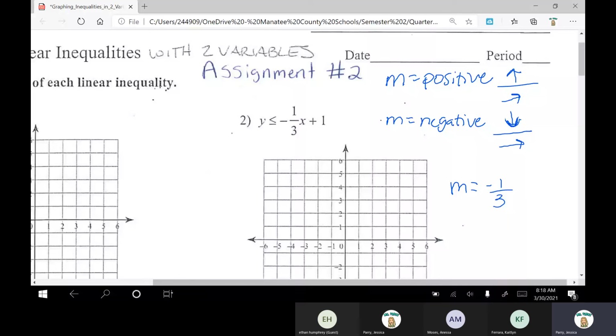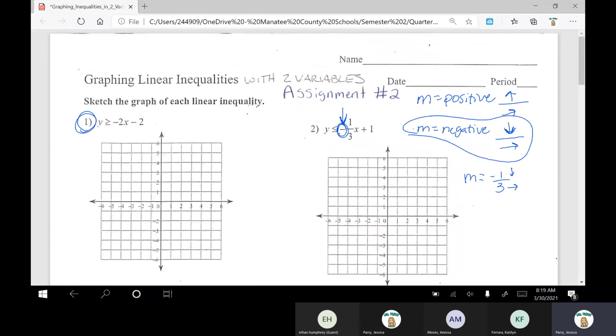So from there, since it's negative, you go down 1, right 3. Since that whole entire thing, you see a negative sign right here, the entire fraction is negative. So this is the way you would go down the top number, the numerator, and then to the right, the denominator, the bottom number. Does that answer your question?